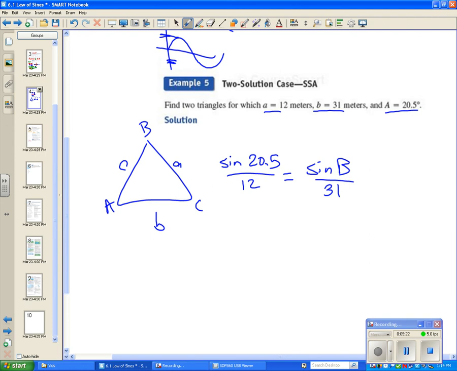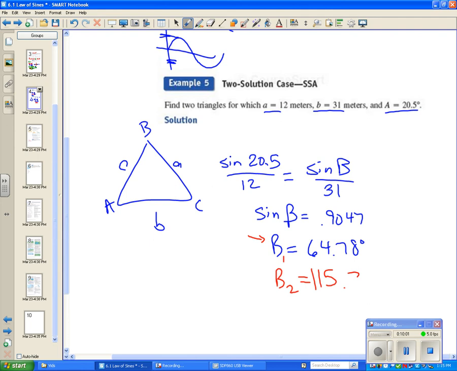So I do my cross multiply, 31 sine 20.5, and I divide out the 12, and I get sine B is equal to 0.9047. That is within the range of sine, therefore there is an angle associated with that ratio. So B is equal to 64.78 degrees. Now, once you're done with this point, you know that there's at least one value. Let's assume for a second that there's another angle that's associated with this. As I showed you from before, this is the first possibility, and its supplement is the other possibility, so 180 minus that angle. Let's call this B1 and let's call this B2.